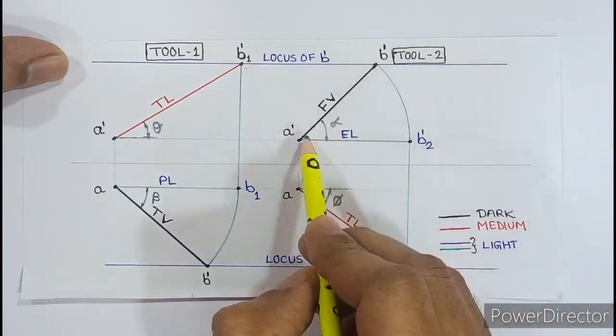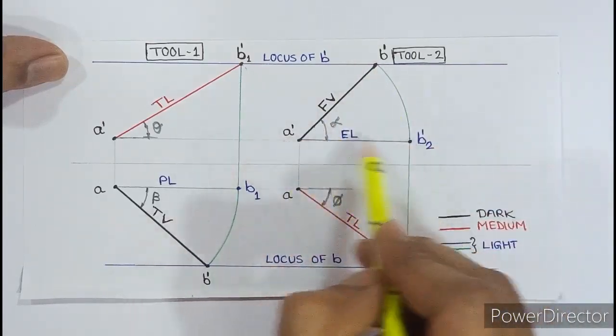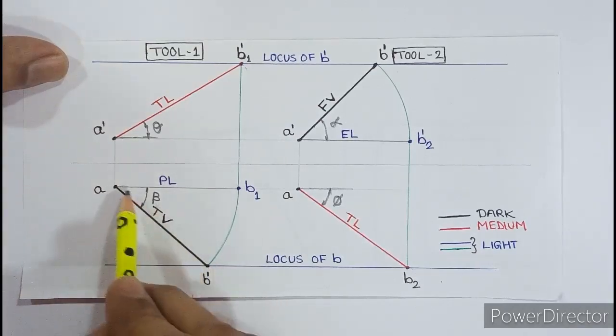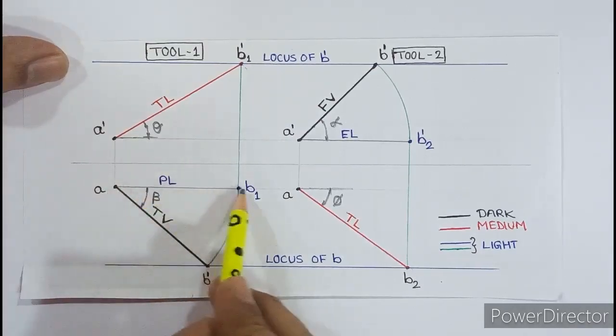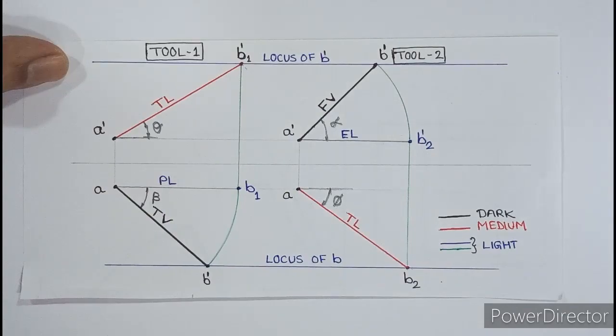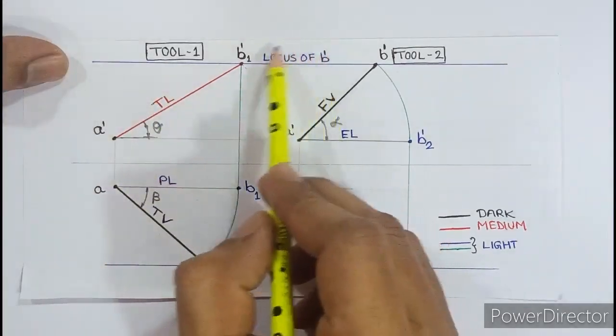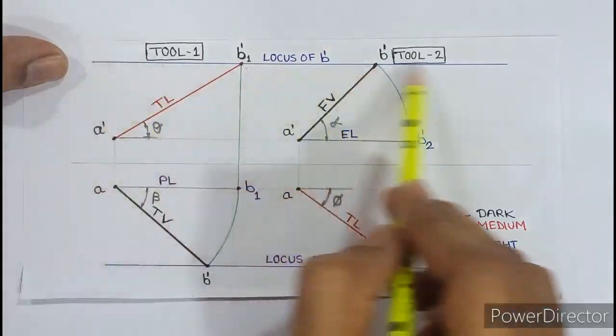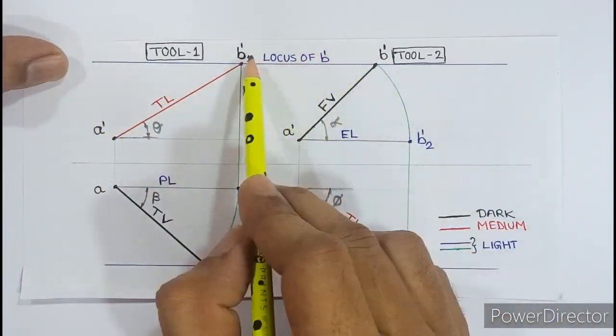Another name for front view is elevation length, which is always a horizontal line from A dash. Another name of top view is plan length, which is always a horizontal line from A. Now very important, on the locus of B dash, compulsory 2 points must lie, that is B dash, B1 dash.